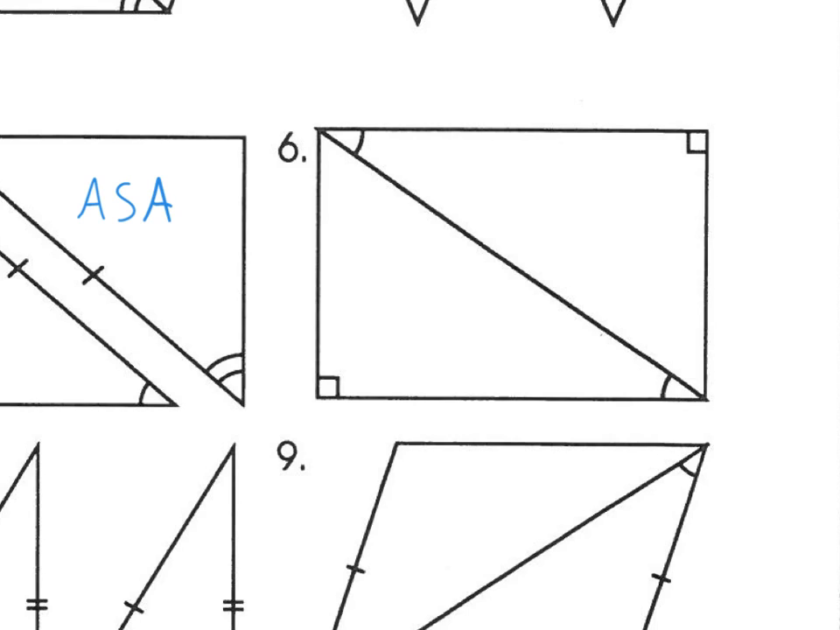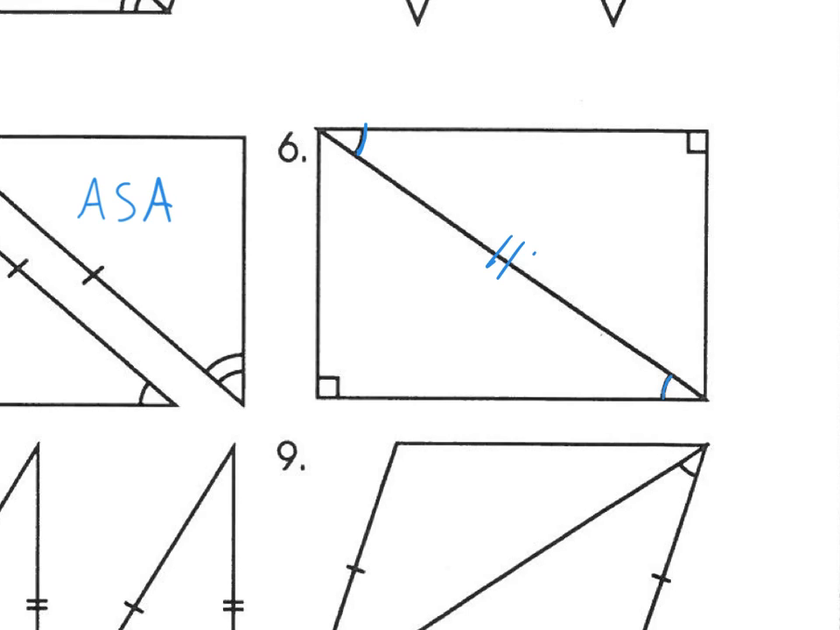Moving over to number 6. Okay, we do know some angles. We know this angle and this one at the top. Let me do that again. This one and this one. Oh, we also know there's a right angle. Maybe we're thinking a little hypotenuse leg, maybe not.